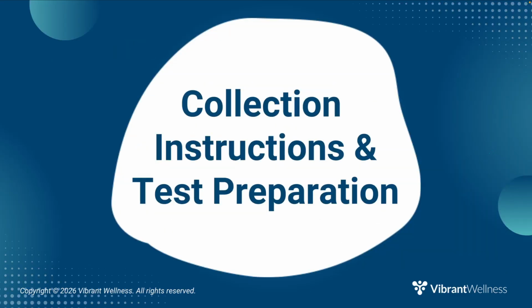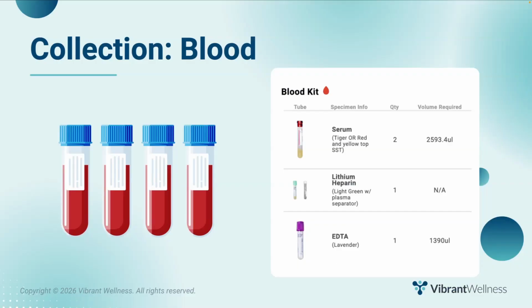Finally, let's review the collection process and key preparation considerations for Foundation Zoomer testing. Vibrant's Foundation Zoomer is a blood test. Blood is collected via blood draw, usually done by a phlebotomist. And note, 4 tubes are required.